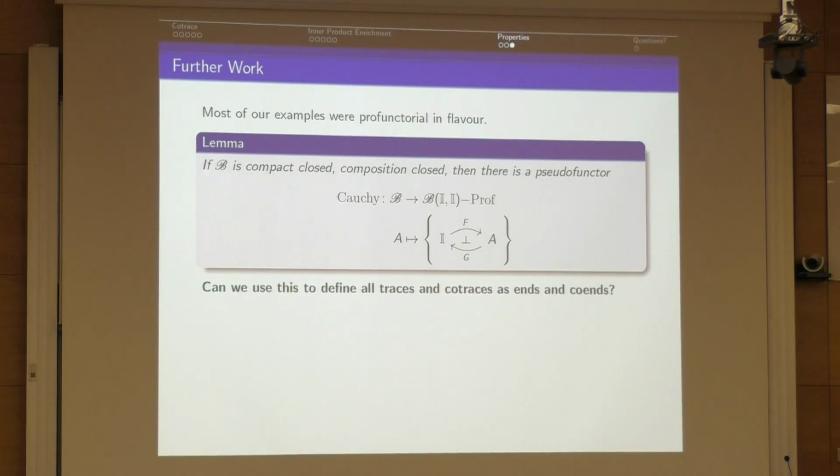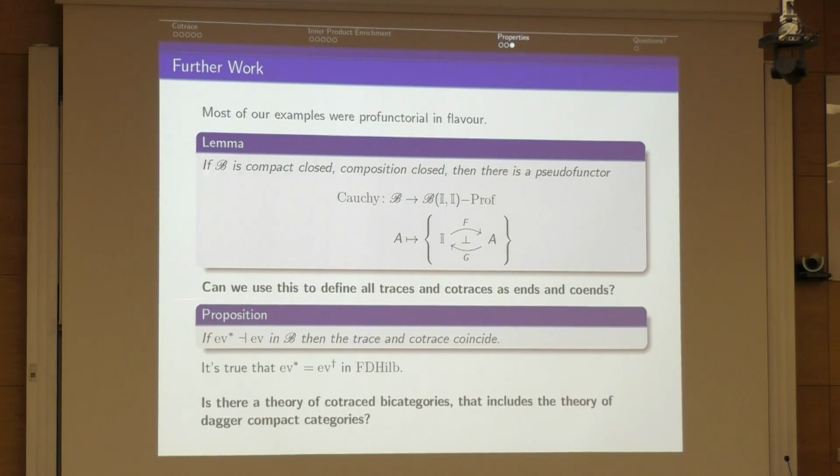So I want to know if this is nice, if this is an embedding in some sense, and whether it preserves enough structure that you can define all traces and cotraces as ends and coends whenever you have limits and colimits.